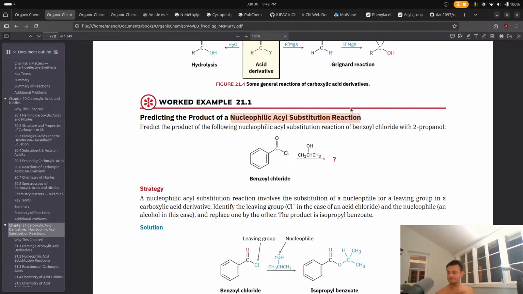Okay, let's go. Predict the product of the following nucleophilic acyl substitution reaction, the NASR, of benzoyl chloride with 2-propanol.